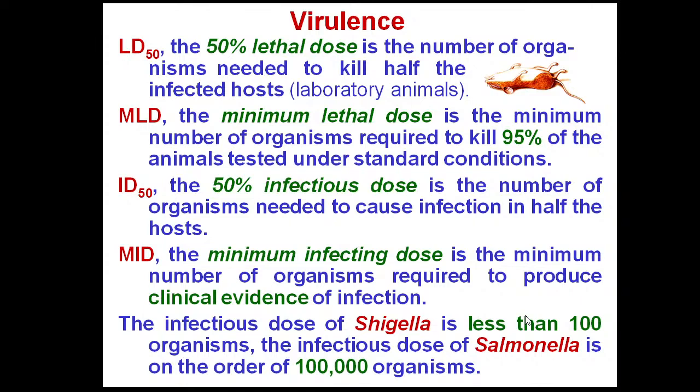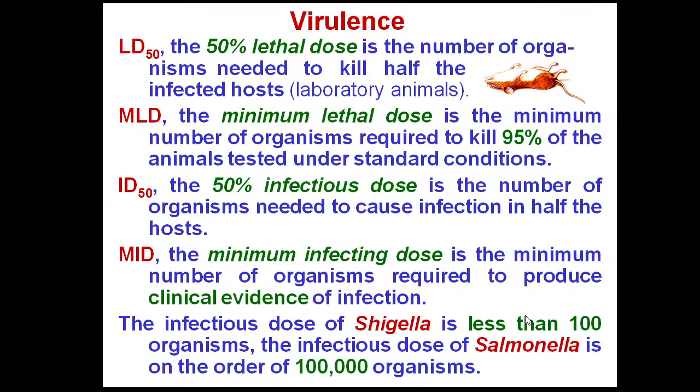This is the minimal number of the organisms required to kill 95% of animals tested under the same conditions. But then sometimes the microorganism doesn't cause the death of the animal. So then in that case, we use the index that is called infectious dose. For example, ID50, infectious dose 50. This is the number of the organisms that are needed to cause infection in half of the hosts.